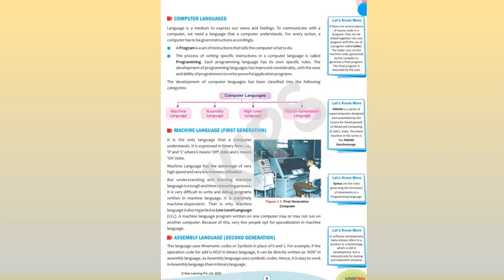Just take the computer language chart. You can see here machine language, assembly language, high level language, fourth generation language. Machine language: machine means here we are talking about the computer. We are addressing the computer as a machine. We already know the computer is a machine. It understands only binary language. Binary means 0 and 1, where 0 means off state and 1 means on state.